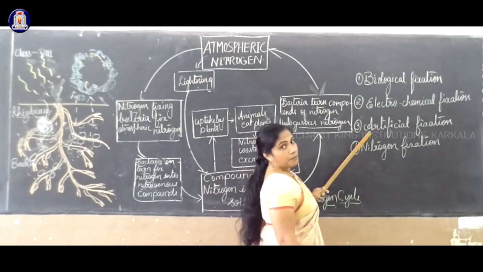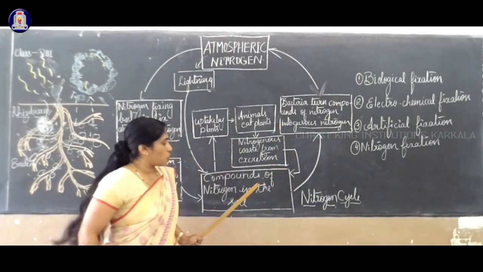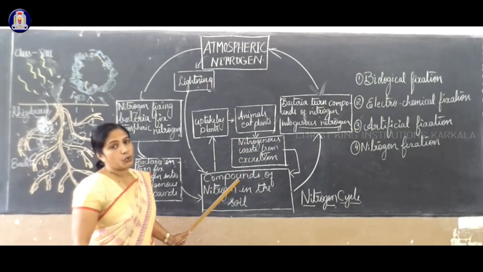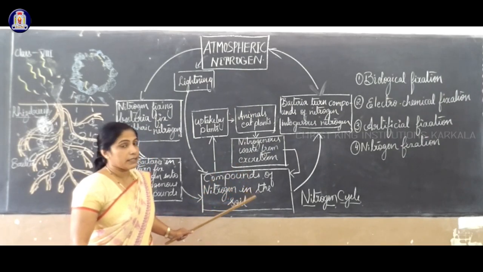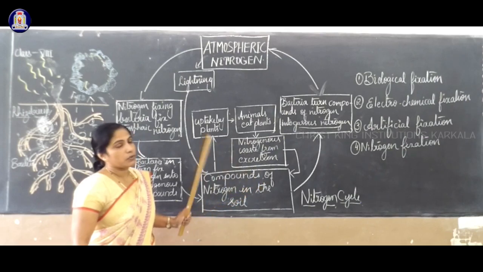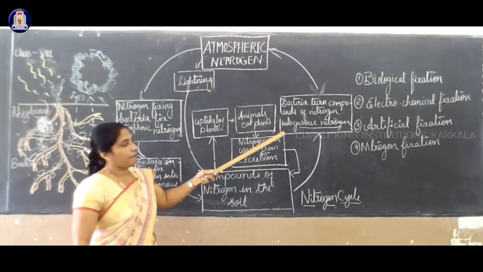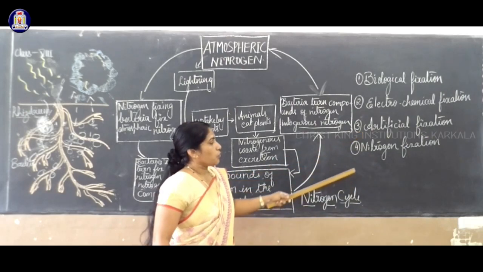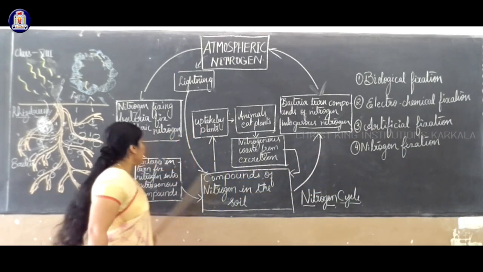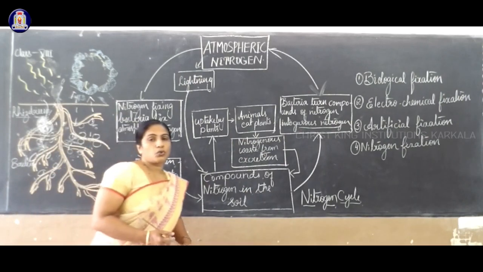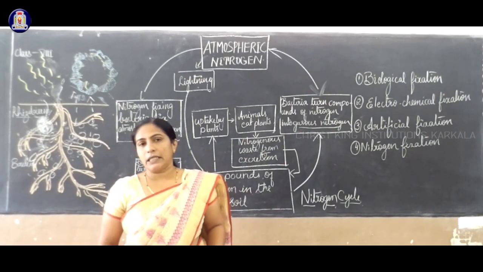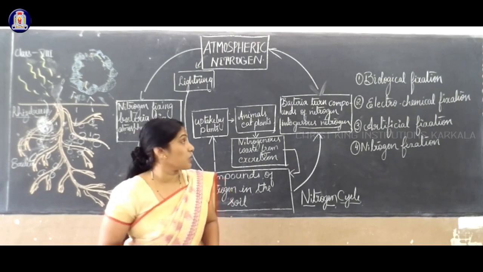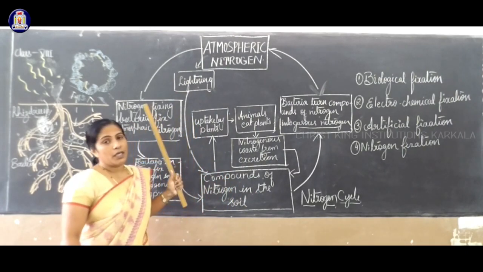Artificial fixation: as it is present in the soil, the nitrogen will be fixed in the soil itself. Because of some reason, the oxygen will combine with the nitrogen and form a different compound; that is called artificial fixation. Nitrogen fixation is also done by bacteria like Rhizobium and a few others like Pseudomonas, Anabaena, Nostoc, etc. So all these are related to our nitrogen cycle.